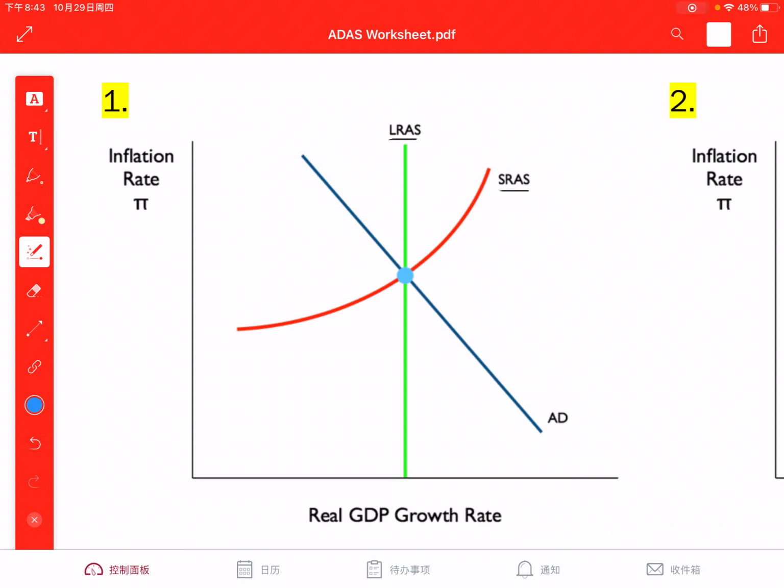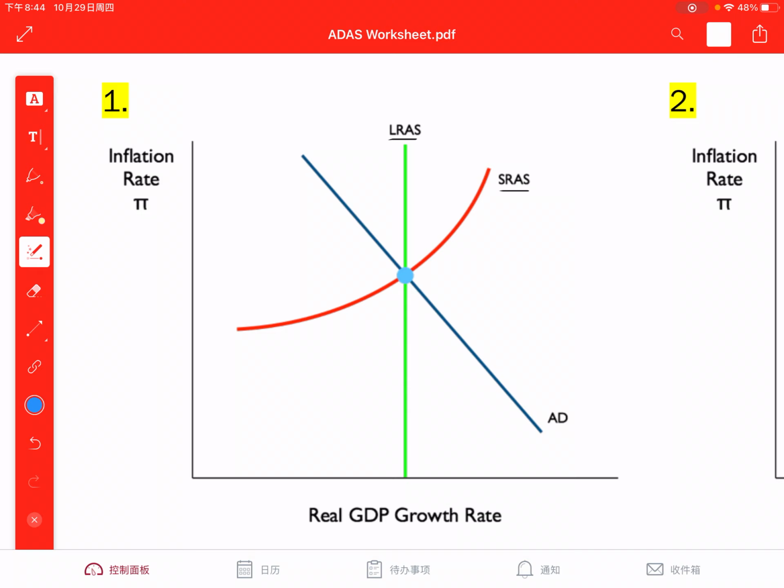Okay, so let's talk about the AD-AS model. I will give you four situations and see how each changes this AD-AS model. First we have the three lines: the long-run aggregate supply, the short-run aggregate supply, and the aggregate demand. There is an intersection to show the equivalence of the three lines.